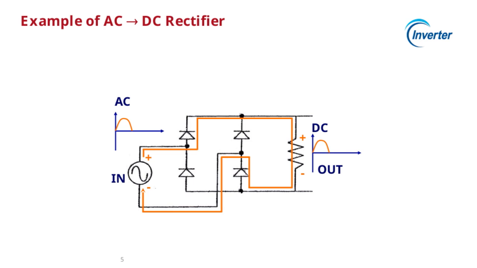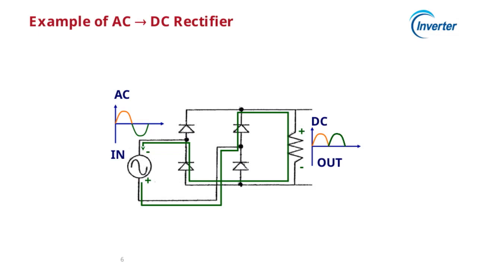This is a fundamental part of power supply systems, especially for devices that require a stable, direct current. Understanding this conversion process is crucial for grasping how power supplies and many electronic devices operate efficiently. Let's take a closer look at this example of an AC to DC rectifier.